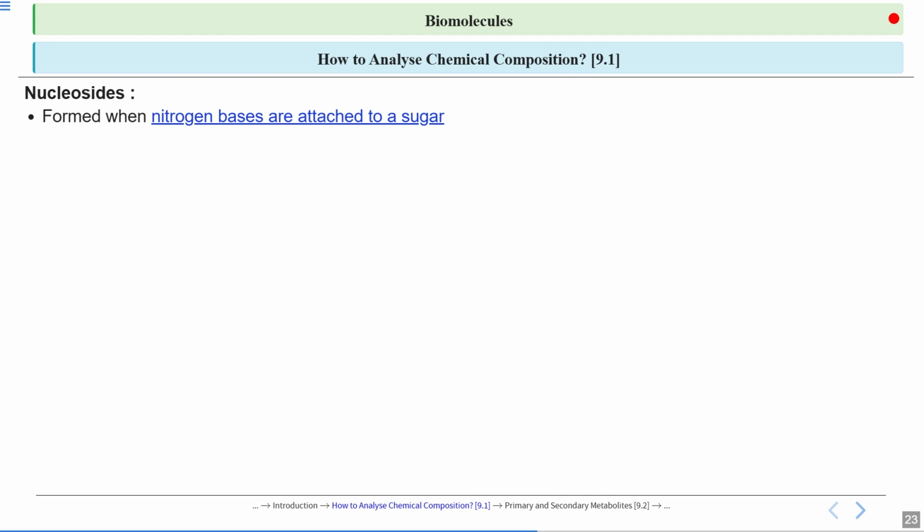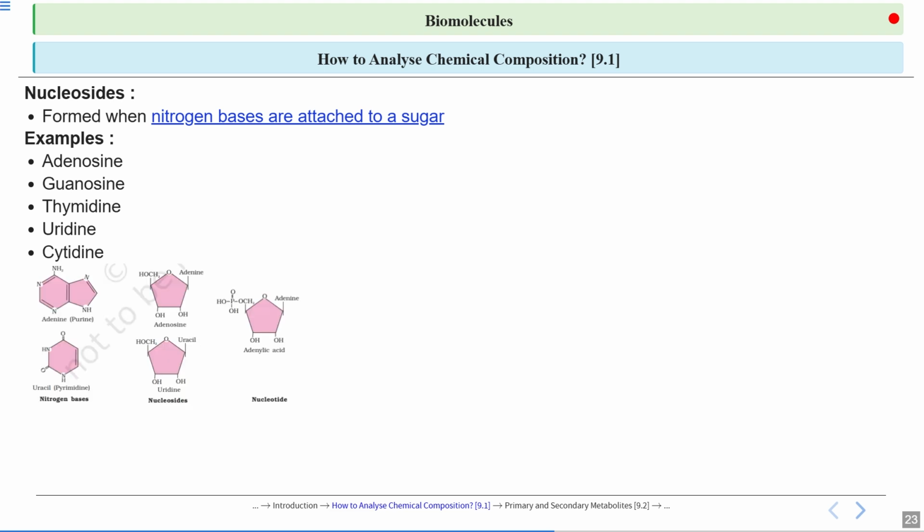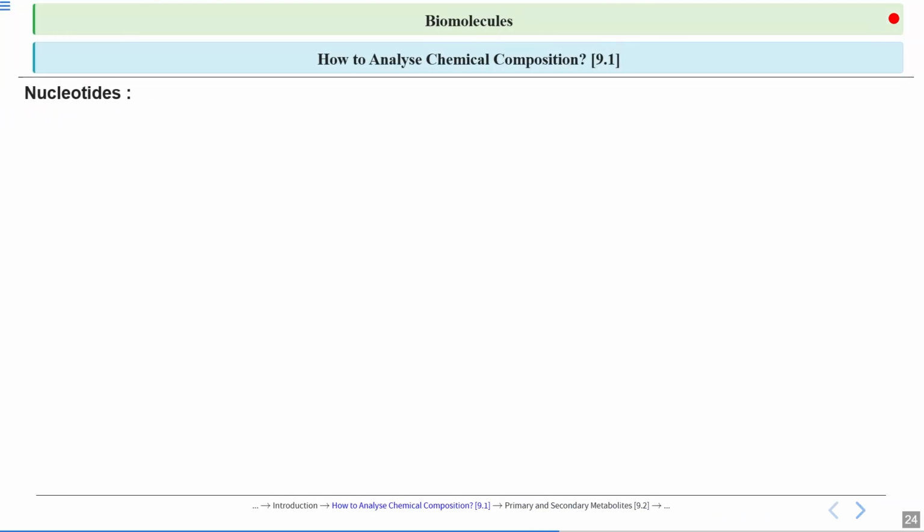Okay, let's talk about the nucleoside. It is formed when a nitrogenous base attaches to the sugar molecule. Examples: adenosine, guanosine, thymidine, uridine, cytidine. Clear? So you should remember the examples of the nucleosides also. Then you have nucleotides. They are formed when a phosphate group is esterified to the sugar in a nucleoside.